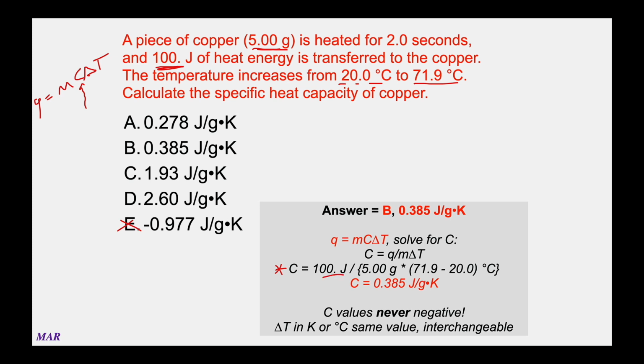100 joules for Q, 5 grams for mass. Here's the delta T, final minus initial. Good to go. Delta T can be in Celsius or Kelvin. Notice the units of heat capacity are in Kelvin, but I used Celsius. A delta T, a change in temperature in Celsius, is going to be the same as a delta T in Kelvin. So you can use either one. And in this problem, since I gave you Celsius temperatures, it makes sense to find it in Celsius. But again, there's nothing wrong with converting to Kelvin and then doing delta temperature in Kelvin, but I promise you're going to get the same 51.9 number.